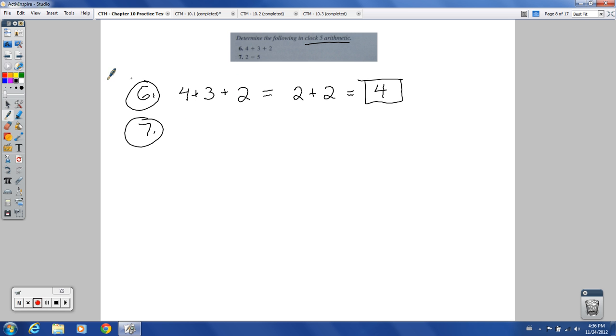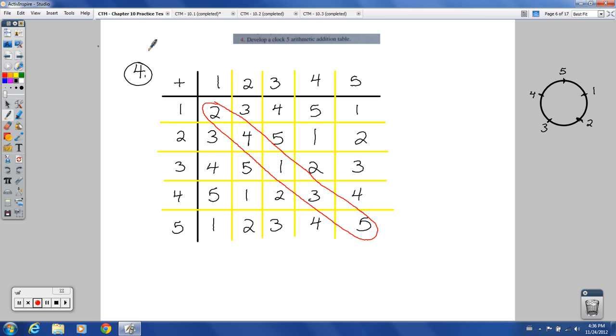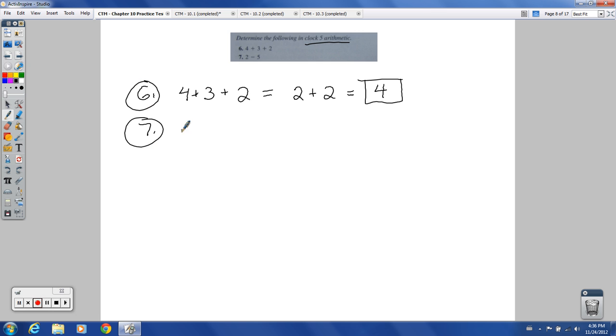And then 2 minus 5, I think this one's probably easier to think of in terms of the actual picture here. If you subtracted 5 hours from 2, it'd be the same thing as adding 5 hours to 2. So you'd go back to where you started, and you'd still be at 2. So this one, 2 minus 5, kind of weird. You would think, oh, -3, but in clock 5 arithmetic, this would be the same thing as what you started with, the same thing as 2.